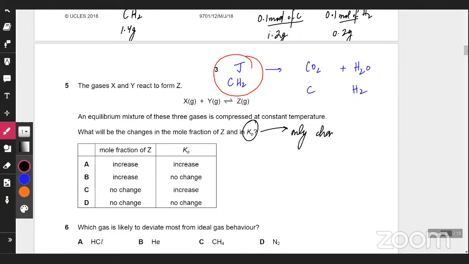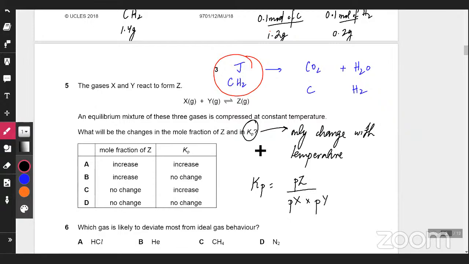Only change with temperature. Kp is not going to change. The value of Kp is not going to change. What is Kp? Kp is going to be the pressure of the products, which is Z in this case, divided by the pressure of the reactants, which are going to be X and Y.